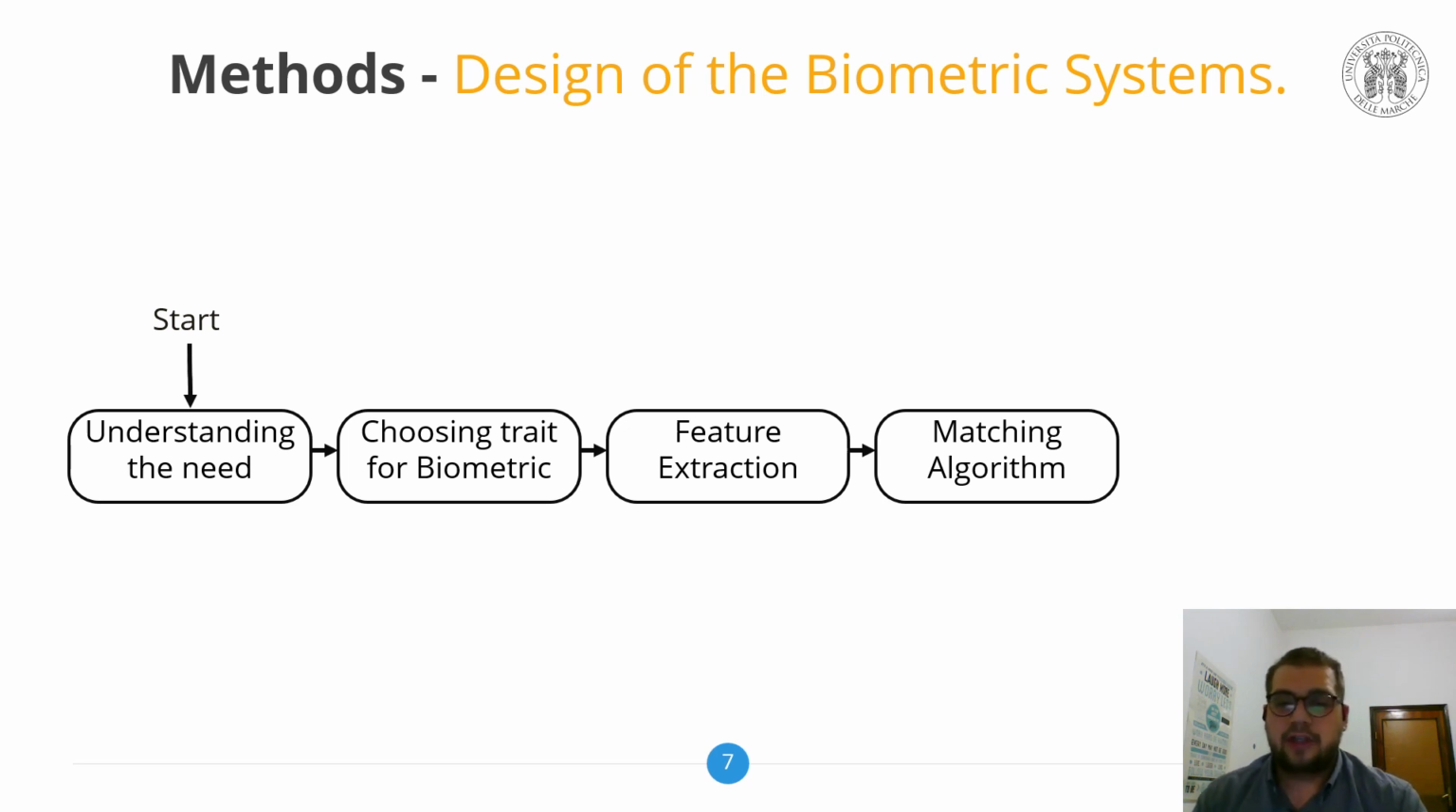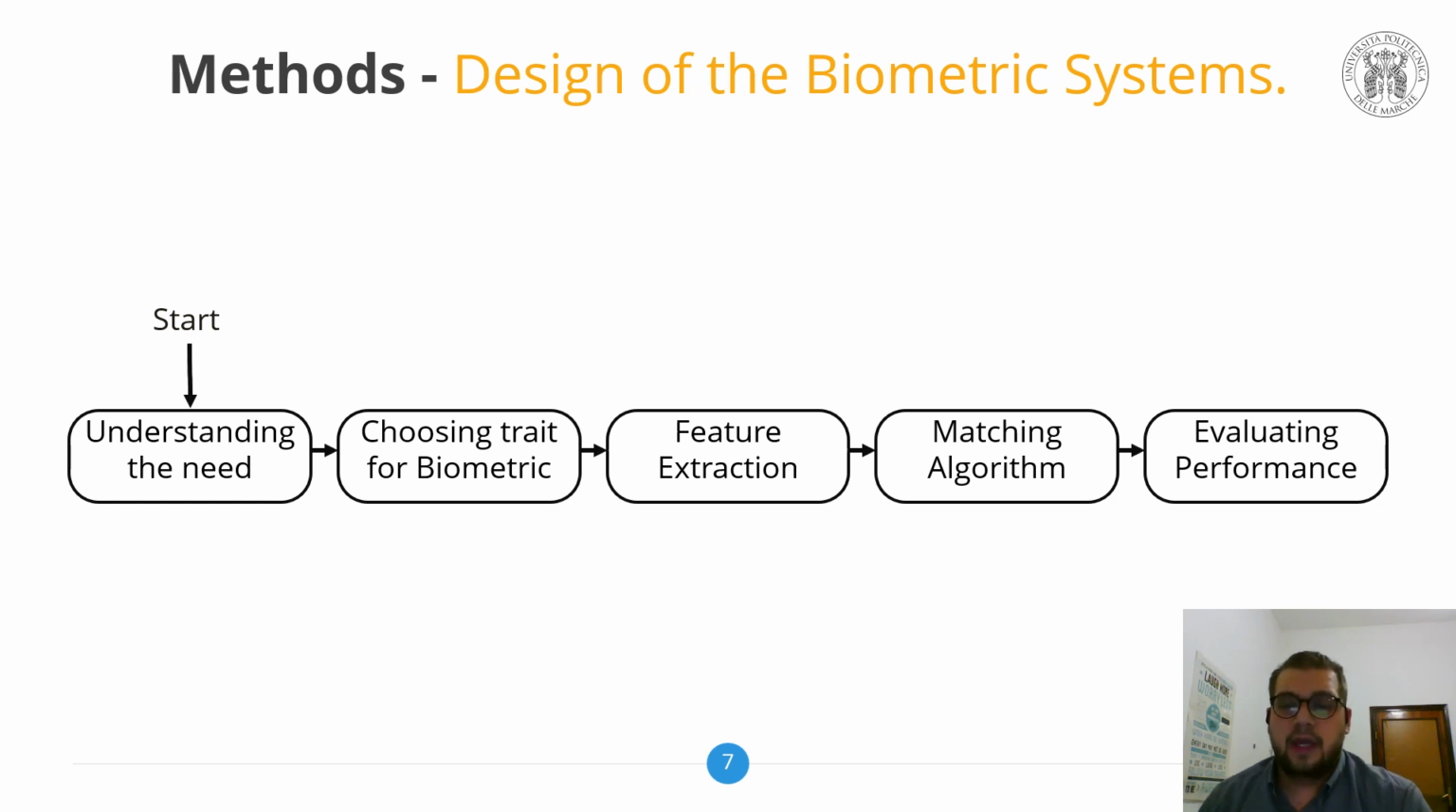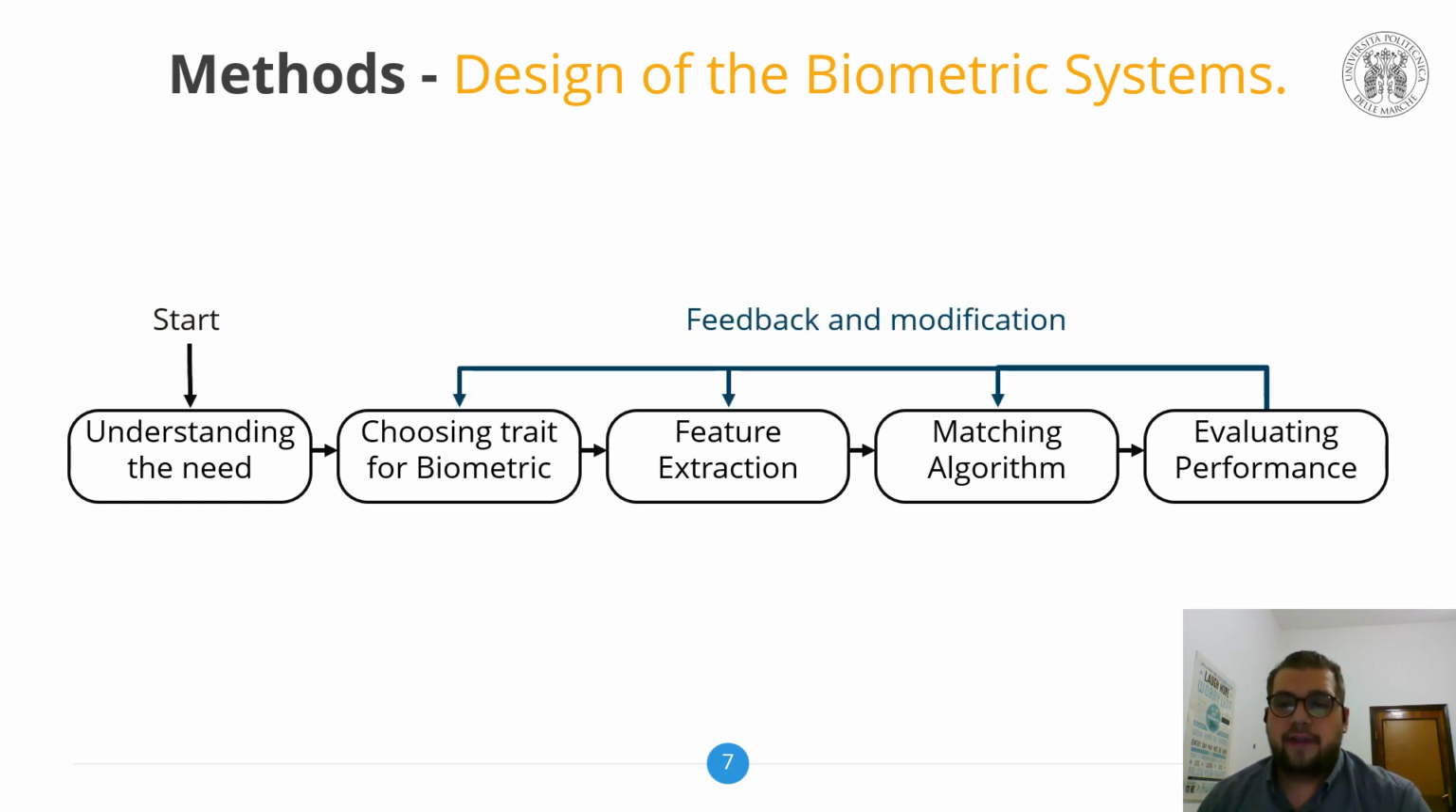Finally, we need a matching algorithm or a classification system that can tell which subject or person those features belong to. We also need to evaluate the performance of this matching algorithm. We need feedback to modify any of the previous points in order to have a stable and reliable system that could be used in real-life applications.